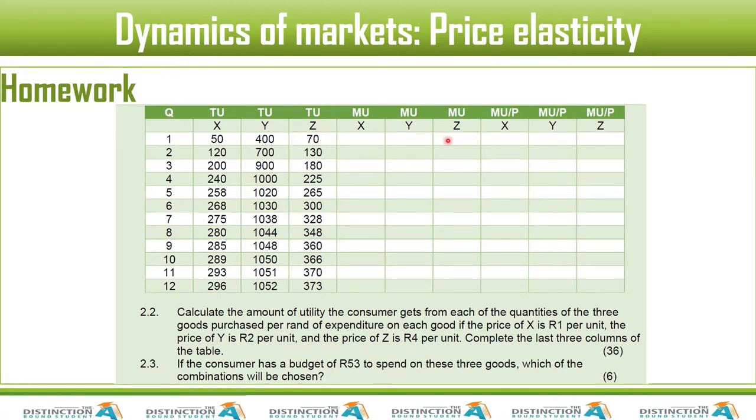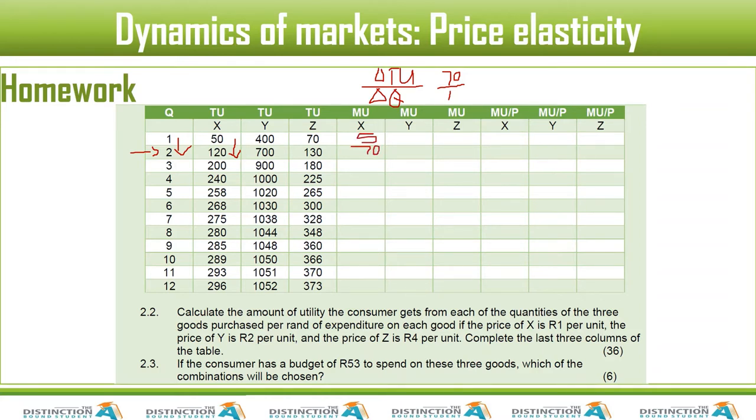Then for good number 2, let me write down the formula for calculating marginal utility. That is change in total utility divided by the change in quantity. Let me do it with quantity number 2. If we go to quantity number 2, total utility changed from 50 to 120. See that? So it changed by how many units? 50 to 120, that would be 70. So we say 70 divided by the change in quantity, from 1 to 2, which is 1. Then 70 divided by 1 is 70. Here we said it's 50.